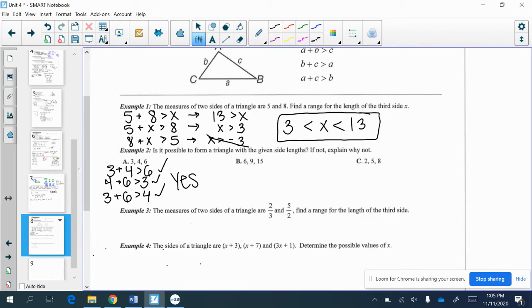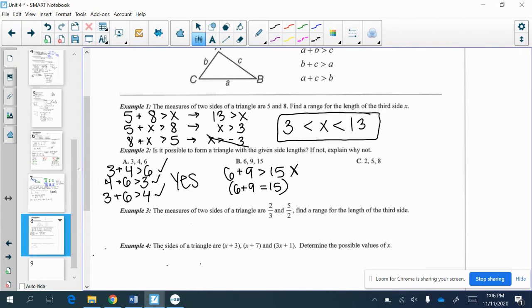What about our next one? 6 plus 9 is greater than 15. 6 plus 9 is 15. So no, because 6 plus 9 is equal to 15. That number has to be greater than 15. This sign right here is greater than 15, not greater than or equal to 15. So since 15 is equal to 15, those three side lengths would not form a triangle.